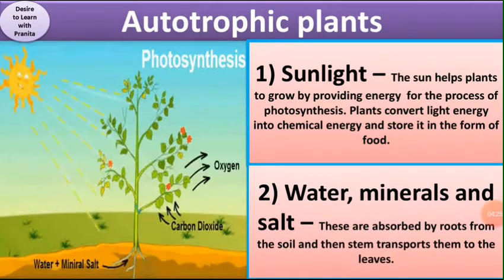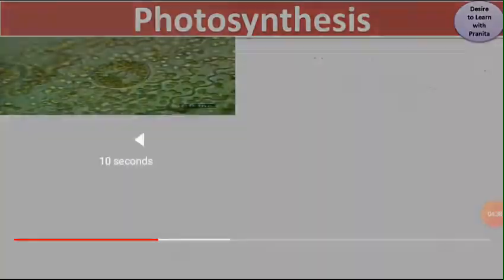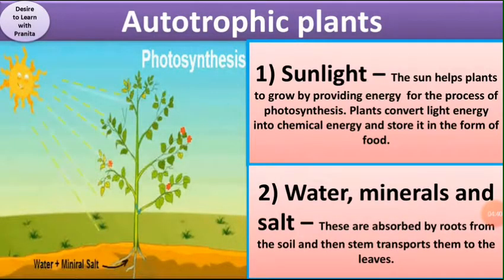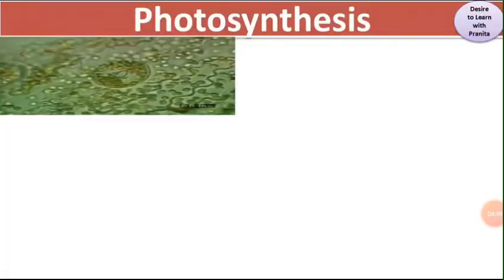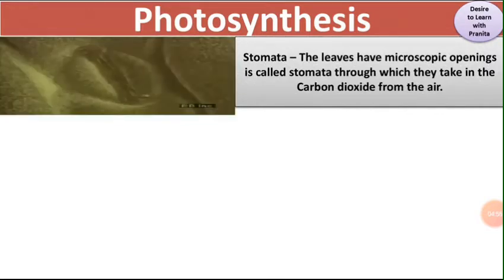Now water, minerals and salt are present under the ground, that means in the soil. They are absorbed by the root from the soil and then the stem transports them to the leaf. Now in the leaf there are small openings called stomata, which we can't see with our naked eyes.